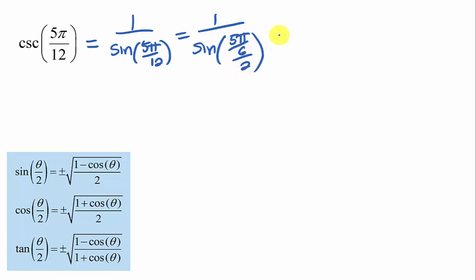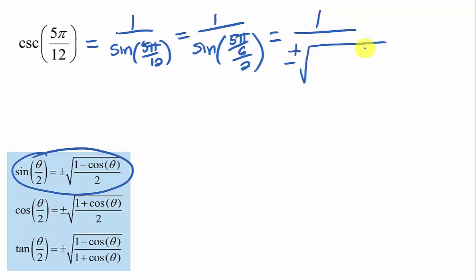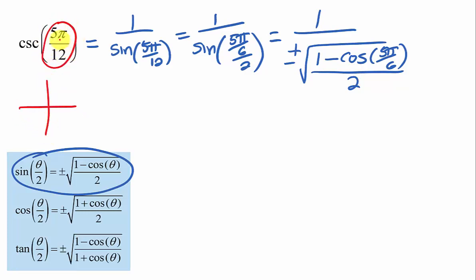in half. Okay, I'm now ready to use the half angle identity, and that would be this one here for sine. So I have 1 over plus or minus the square root of 1 minus cosine of that angle, which is 5 pi 6, and that's an angle on my unit circle, and that's over 2. So my first step is to decide whether it's a plus or a minus. So I think about where 5 pi 12ths is, and 6 pi 12ths is pi halves, so I know I'm in quadrant 1, and that'll be easy then because everything in quadrant 1 is positive.